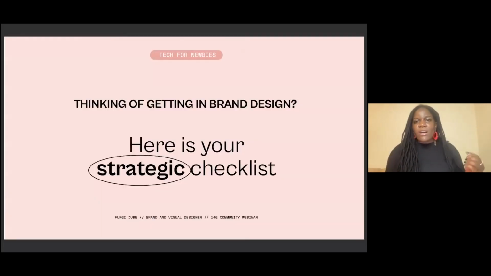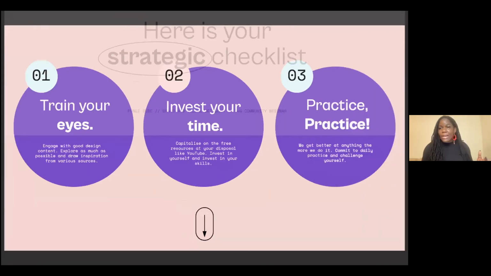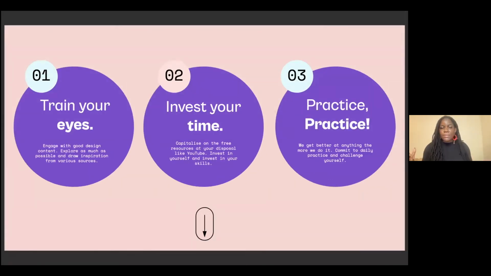So what I've now compiled is a little checklist for you. So if you're thinking, hey, I want to get into brand design, what do you need to think about? First of all, train your eyes. And what I mean by that is that we are all consumers of a lot of content, right, in general, but you want to be able to engage with good design. So it means that the pages that you're following, the design content that you're interacting with, it has to be something that actually inspires you. It has to be something good, right?